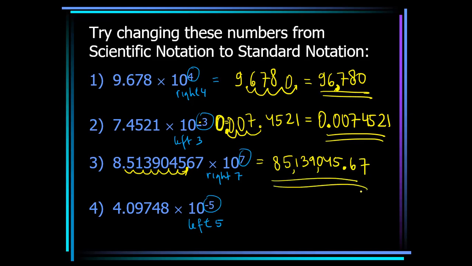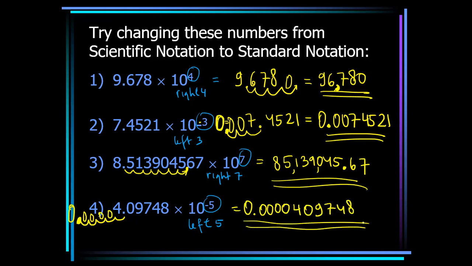So it's supposed to be 85,139,045.67. That's the answer. And this will be go left by 5. 1, 2, 3, 5. And this is the decimal, right? And put 0 here. And for each curve put 0. So it's like there's a place to put the 0, like a place for eggs. You put the egg on the curve. So 0.000409,748. So this will be the standard form, standard notation.